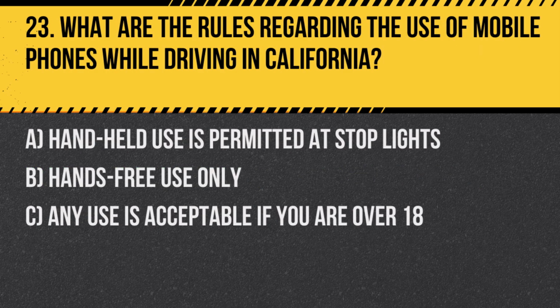Question 23. What are the rules regarding the use of mobile phones while driving in California? A. Handheld use is permitted at stoplights. B. Hands-free use only. C. Any use is acceptable if you are over 18.